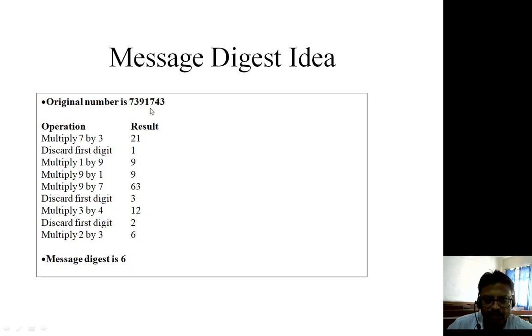Then this 9 will be multiplied by 7, so we get 63. The 6 is discarded and we remain with 3. This 3 is multiplied by 4, so we get 12. We discard 1, remain with 2, and 2 is multiplied by 3, so we get 6. So whatever the message is, its message digest is 6, by doing this process to obtain a message digest for a given set of numbers.